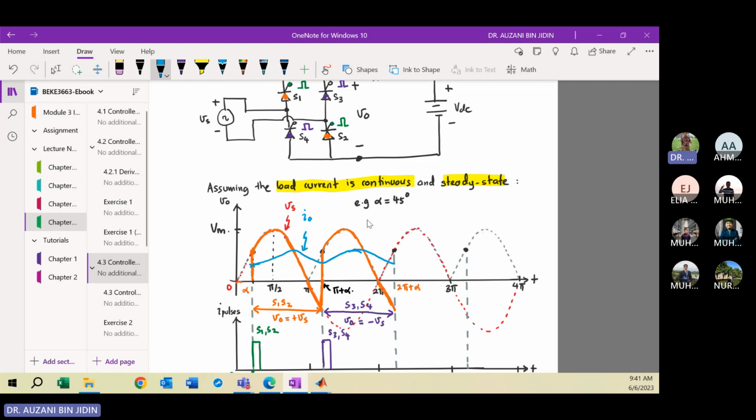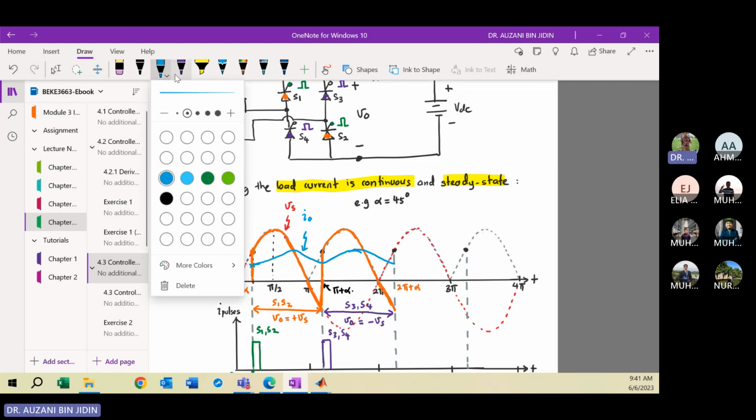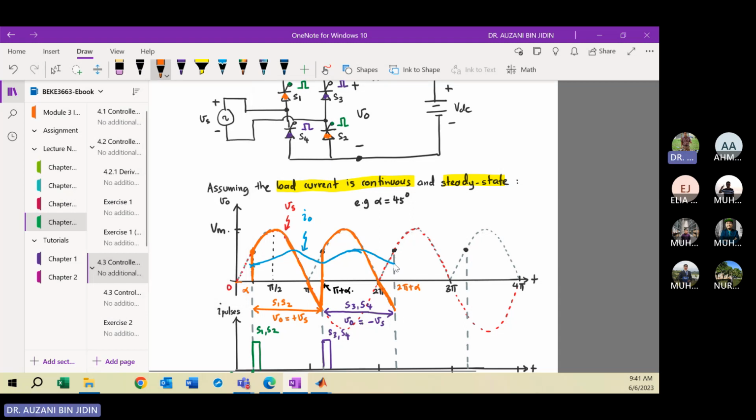So you can completely sketch the waveform here. Then it will increase to this point, this point. Then here VO will be equal to positive VS when S1 and S2 are turned on. Then here S3 and S4 will be turned on. Okay, this process will be repeated.